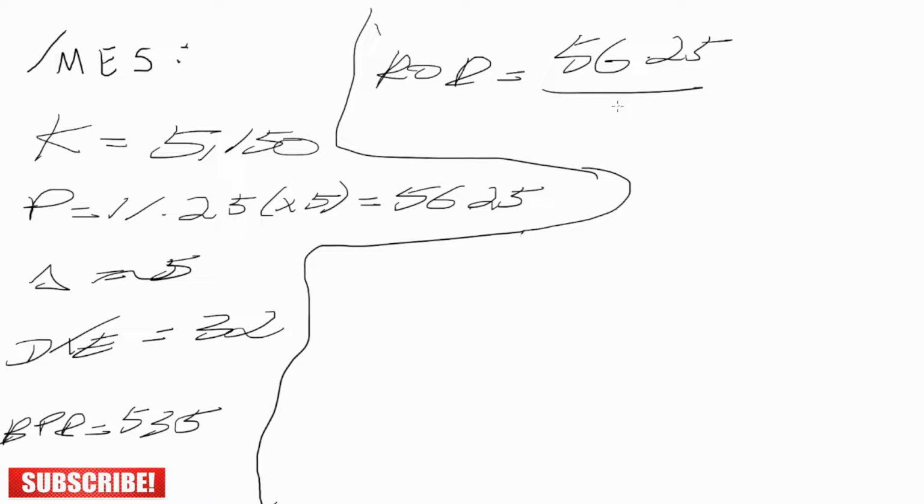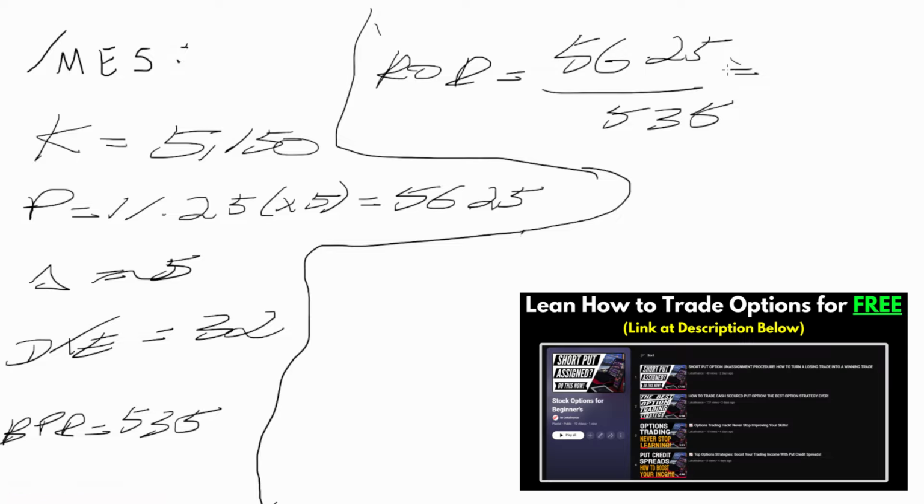So now you're gonna divide here by 535. Maybe then you multiply by 100. So if I got my calculator here, 56.25 divided by 535 times 100, of course. That'll give us a rate of return of 10.1. All right. Sorry, guys. Let me do this thing here.